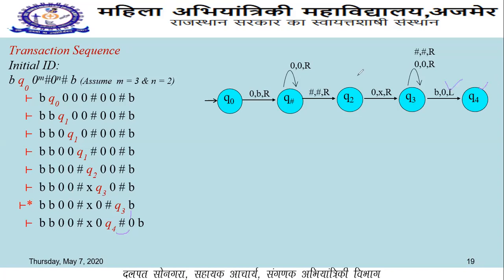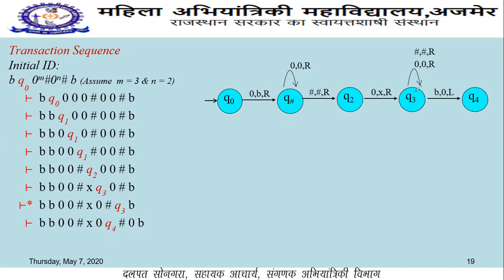So at this state q4, we keep moving in the left-hand side direction until we reach this x. When we reach this x, again we take a right turn and replace this 0 by x, and after reaching the rightmost side, when we read this blank, again we overwrite this blank by 0. It means copy this 0 and take a left turn again. So in this way we copy the multiplier after the second hash.